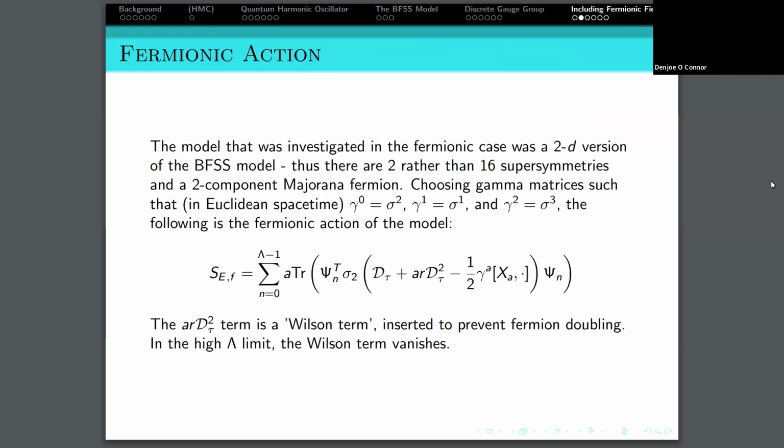This time, as Tim was saying with the bosonic BFSS, things become much more computationally expensive, and even more so when you add in fermions. So I looked at a 2D version of the BFSS model. Essentially, we're looking at something that has 2 supersymmetries rather than 16 in the BFSS, and a 2-component Majorana fermion. Choosing gamma matrices in a nice way, I got this as the fermionic part of the action. This would be added on to the action that Tim was showing earlier.